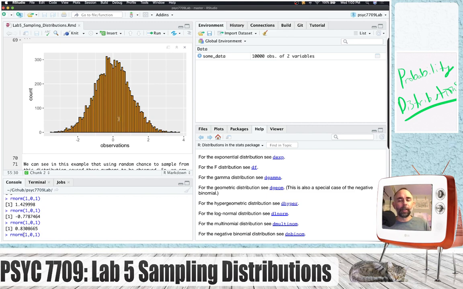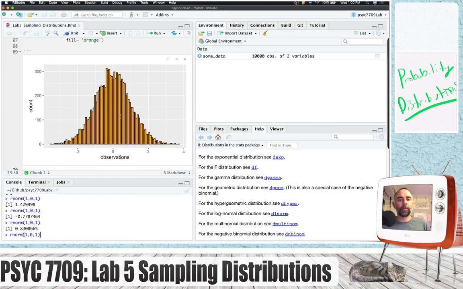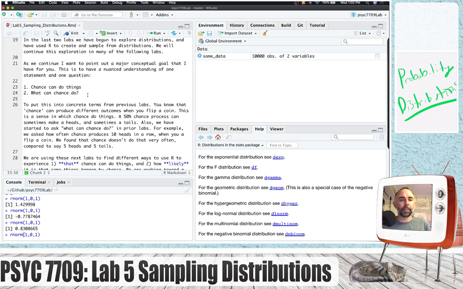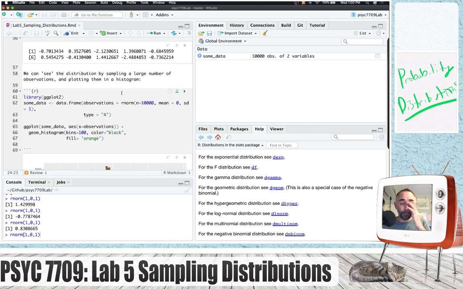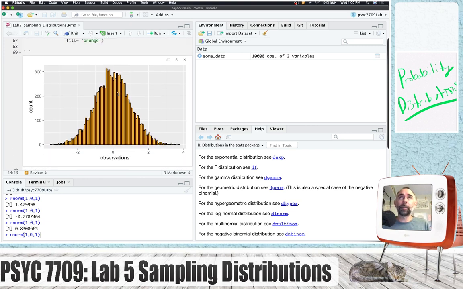By going through this, I just want to remind us that we're talking about these two things. We can see that chance can do things, that it produces different numbers, and we're getting an idea of what chance can do in this one situation. That is, when we randomly sample from a normal distribution, we get different numbers, and we get numbers that look like this. Typically, we can expect the numbers to be somewhere between negative 2 and 2, sometimes a little bit bigger or smaller.